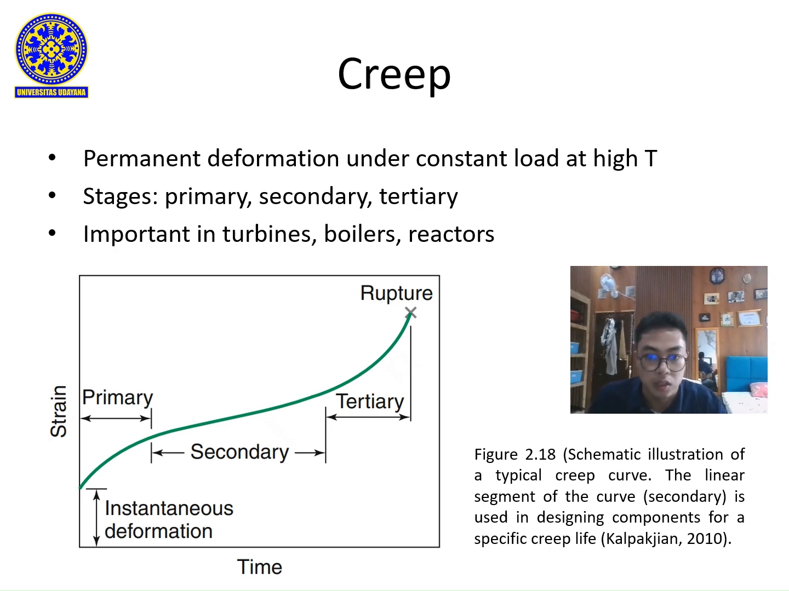Creep is the gradual, time-dependent deformation of a material under constant stress at elevated temperatures. It is especially important in turbines, boilers, nuclear fuel elements, and other high-pressure, high-temperature applications. The creep curve shown in figure 2.18 has 3 stages: primary, secondary, and tertiary. Design against creep often considers the secondary stage, where the rate is constant.